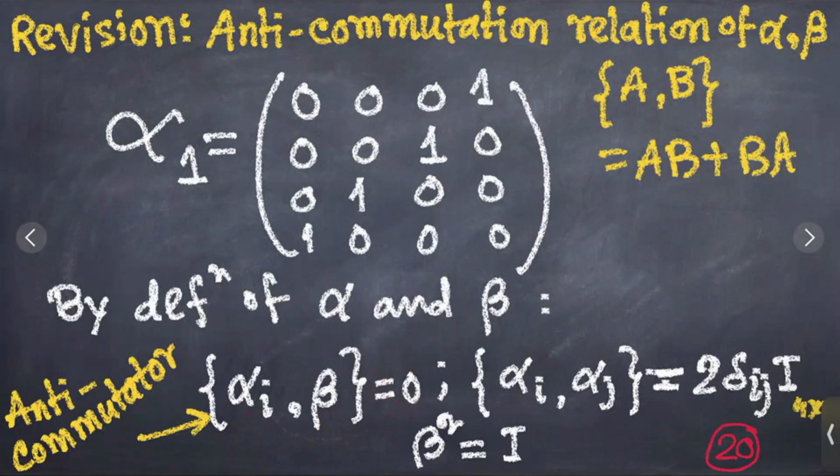And for alpha with two different indices i and j, the anti-commutator will be 2 times the Kronecker delta. Here the Kronecker delta_ij will be 1 for i equal to j and 0 for i not equal to j. And beta squared is an identity matrix. This is what we get by definition from the Dirac equation.